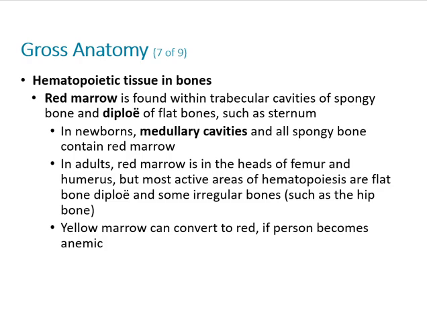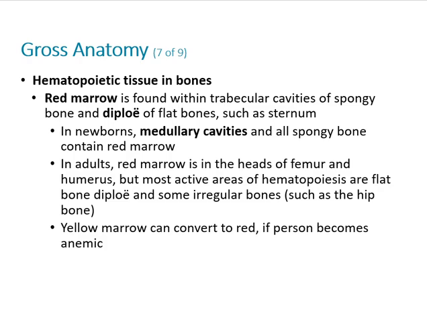In newborns, the medullary cavities, which we're more used to containing fat or adipose tissue, actually contain red marrow. But as we become adults, the red marrow is going to be a little bit more scarce in the body and would only be found in the heads of the femur, in the humerus, and other active areas of hematopoiesis or blood cell generation, like the flat bone diploe of some irregular bones, like the hip bone. And yellow marrow in certain instances, such as when someone becomes anemic, can actually convert into red marrow.